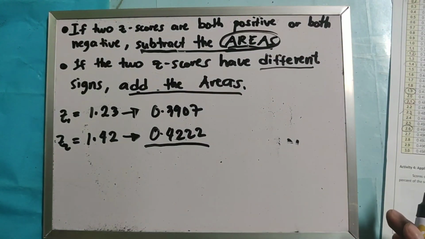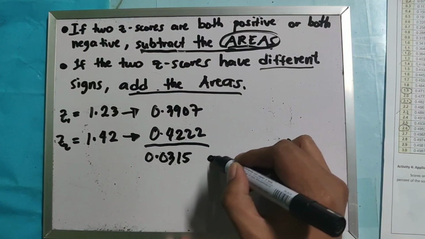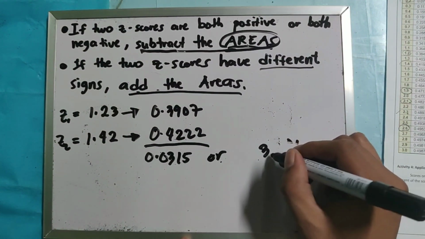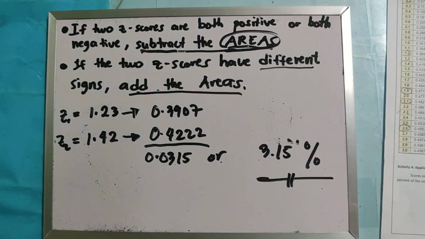So always remember that there is no negative area. Walang negative area. So always positive. So 0.4222 minus 0.3907, the result is 0.0315, or the area is 3.15%. So that is how we are going to apply the rule if ever we are given two different z-scores.